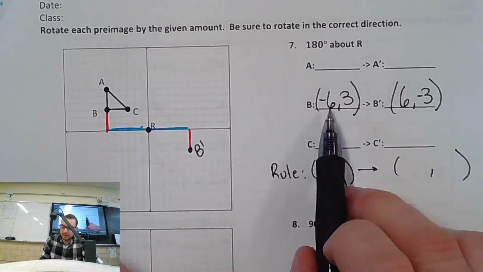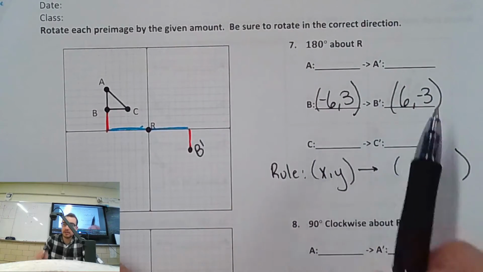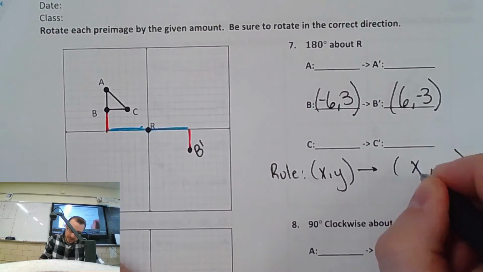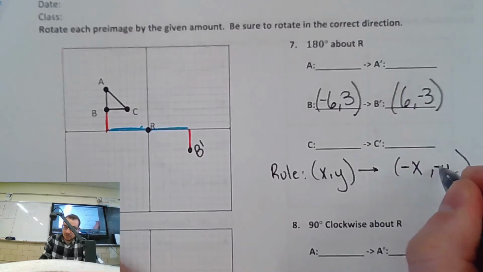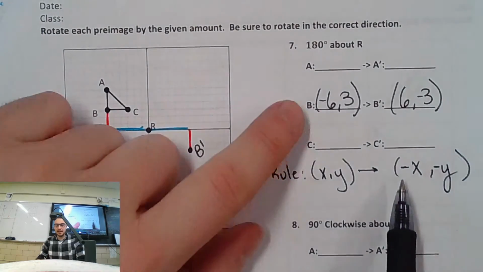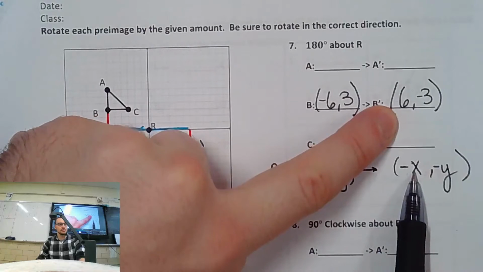So what happened here? The -6 became a +6, and the 3 became a -3. Alex? Both X and Y. Yeah, so we took X and Y, and they're the same numbers, but we changed their signs. Now remember, negation means change the sign. It doesn't mean make it negative. That negative 6 was already negative. So when we negated it, it became positive. We cool with that?